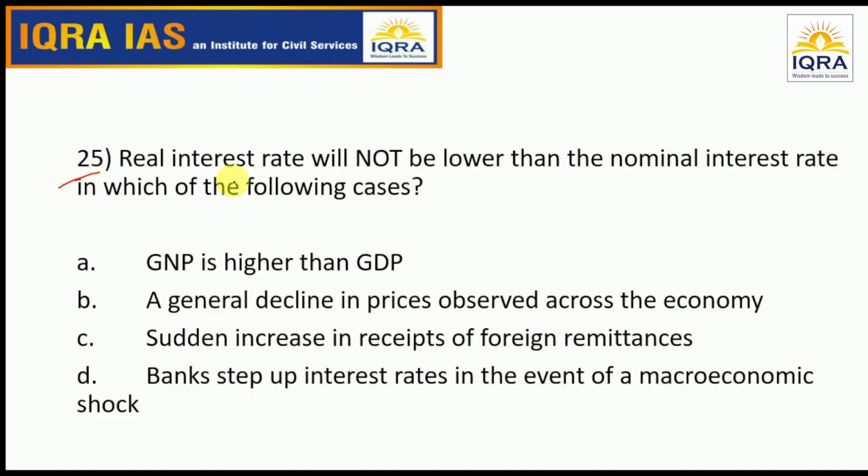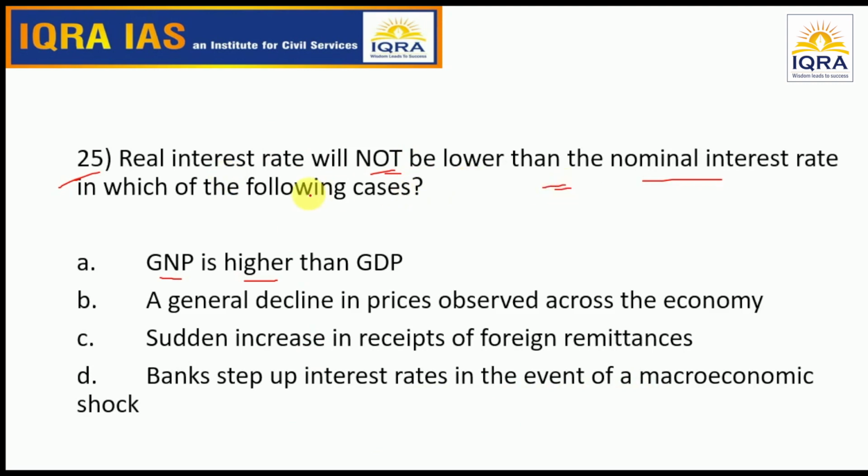Question number 25. Real interest rate will not be lower than nominal interest rates in which of the following cases? A. GNP is higher than GDP. B. A general decline in prices observed across the economy. C. Sudden increase in the receipts of foreign remittances. D. Banks set up interest rates at the event of a macroeconomic shock. So what is the question asking? Real interest rate will not be lower than nominal interest rate.